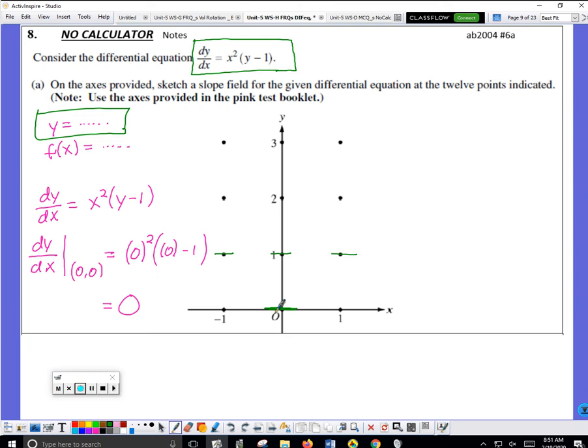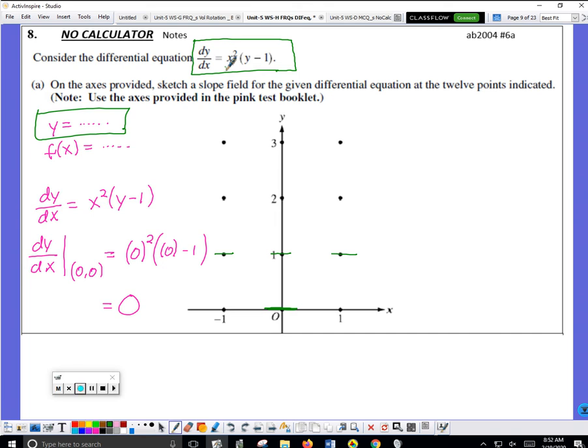Let's do another one, it might help. Since we found that when x equals 0, the slope is 0, can't we just say that all of the ones on the y-axis are 0? That was exactly where I wanted you to go next. When x is 0, it doesn't matter what y is, because 0 squared will be 0.